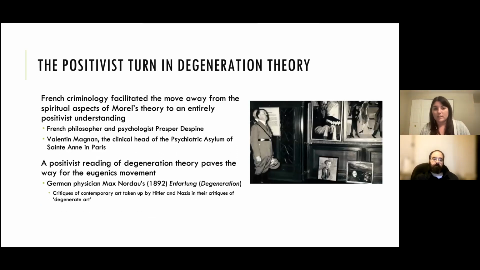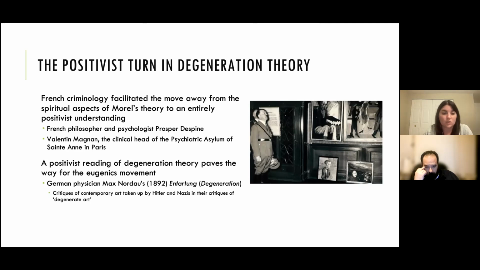One place where we see this move away from the spiritual aspects of Morel's theory to a positivist understanding is in French criminology. French philosopher and psychologist Prosper Despines also, like Morel, emphasizes the role of morality in pathology and describes criminals as lacking any kind of morality or remorse for their crimes. However, in addition to his emphasis on connections between lack of morality and criminality, Despines, in a more positivist move, attributes pathology to the brain.